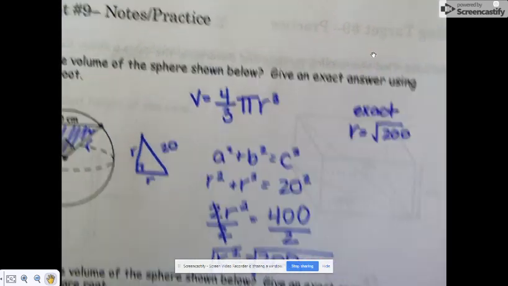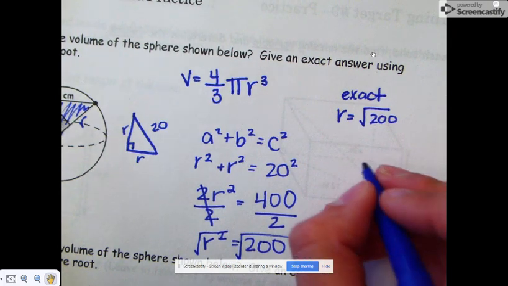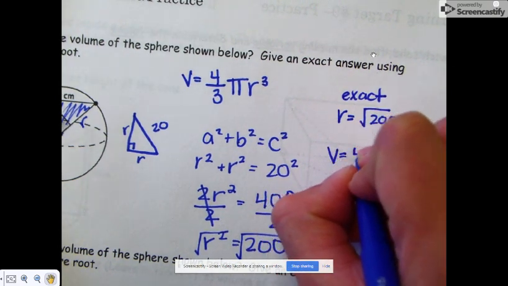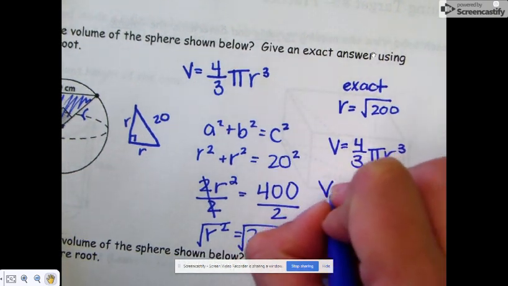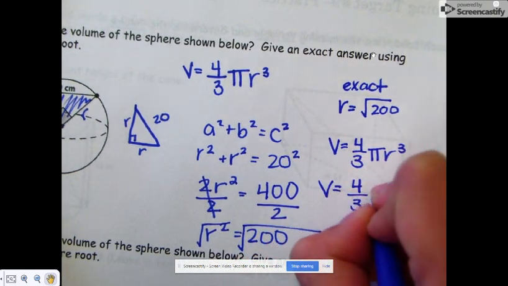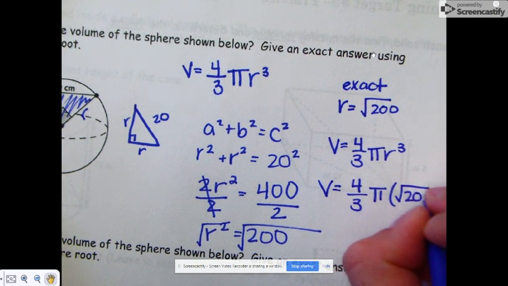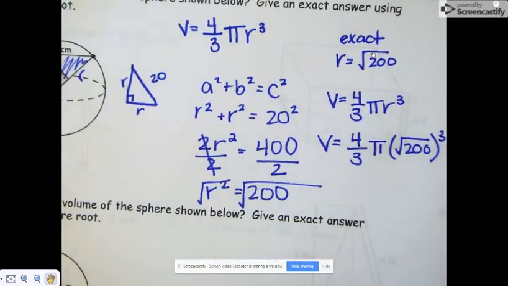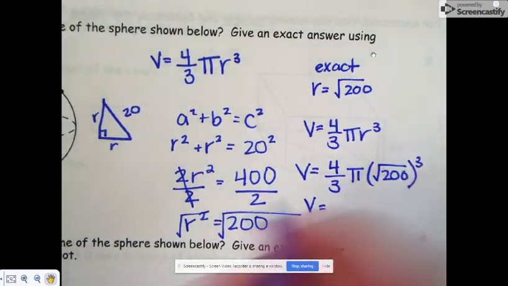Okay? Then it wants you to use that in your volume. So your volume formula, like we said before, is 4/3 pi r cubed. So all I need to do is fill in the r. And I'm just going to fill it in parentheses. I'm going to put square root of 200, and I'm going to cube it. And I'm literally just going to type that in. Don't let this freak you out. All you got to do is type it in your calculator. I'm going to show you how to do it.